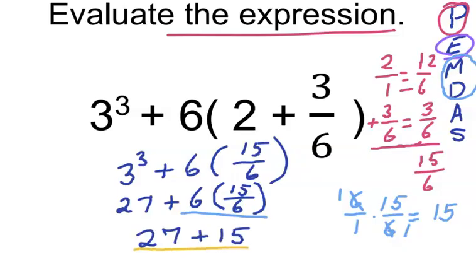Last, we just add up 27 plus 15, so we have 27 and 15. We're adding those. 5 plus 7 is 12. 2 plus 1 plus 1 is 4. So we have the final answer for this one, which is 42. That was a lot of work, but that's how we got to it. We have 42 as the answer to this expression.